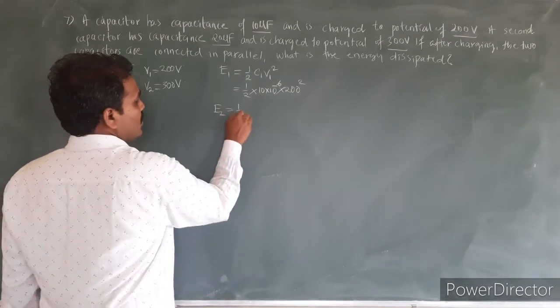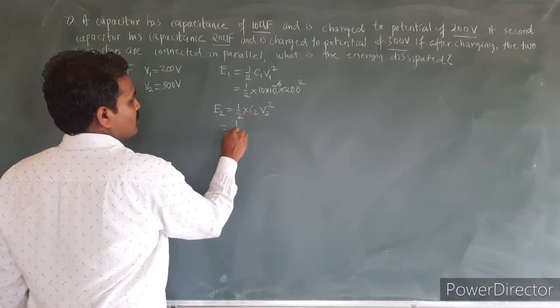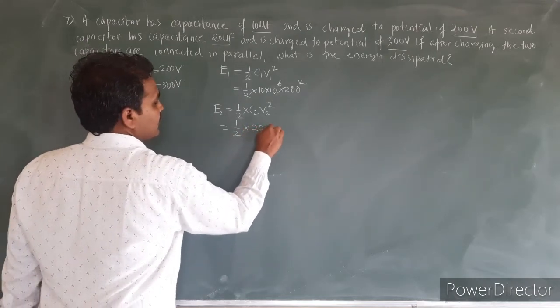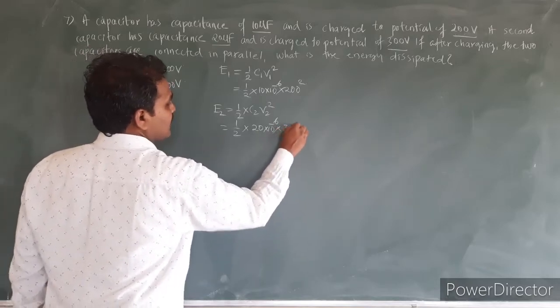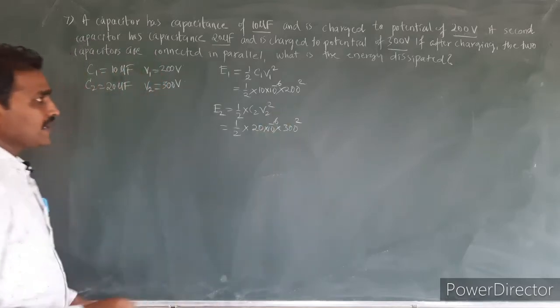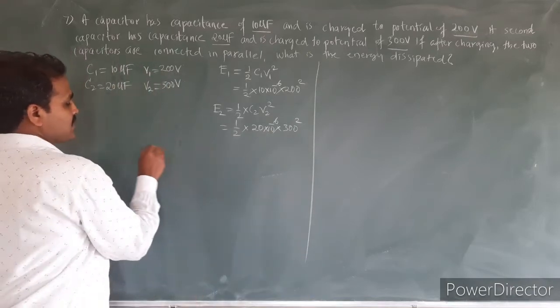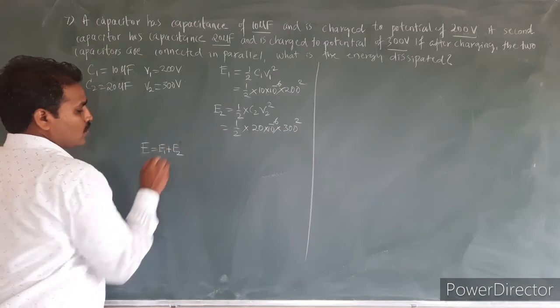E2 is equal to 1/2 C2 V2 squared. That is 1/2 into 20 microfarad, that is 20 into 10 to the power of minus 6, into 300 squared. And before the combination, the net energy of the system is E equal to E1 plus E2.